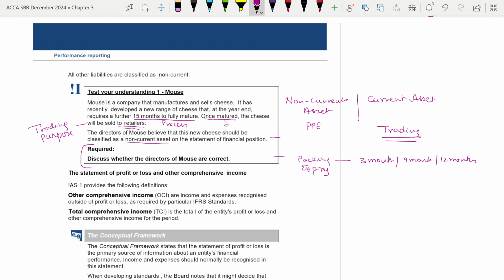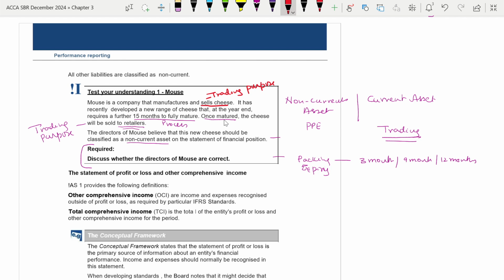Are you clear about this? Doctor, can you repeat, please? Yes. See what they mention here. They are saying that the company manufactures and sells cheese. They are selling cheese. Means they are using cheese for a trading purpose.